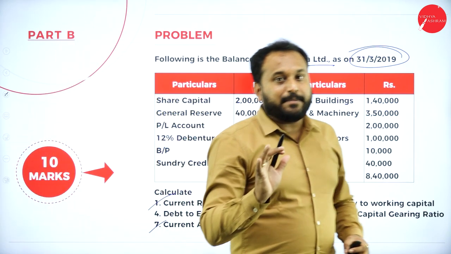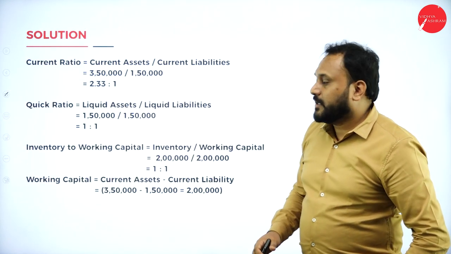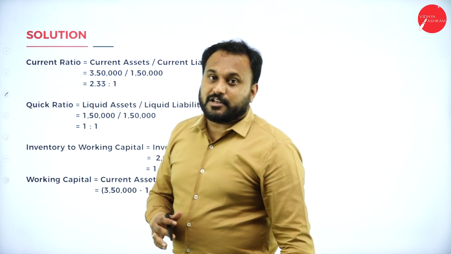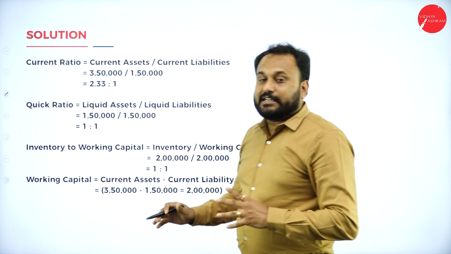So here what exactly happens is you need to know the formula of it. So when we go with the formula here, let's write only the formula. Let's not understand how we have actually got it. Understand. Current ratio. The word itself says what?